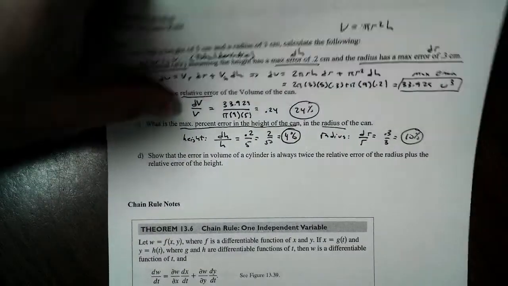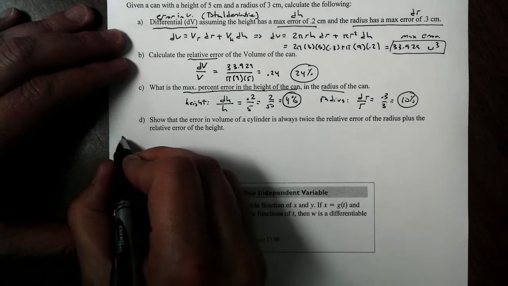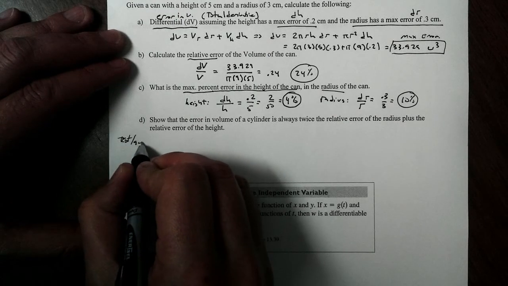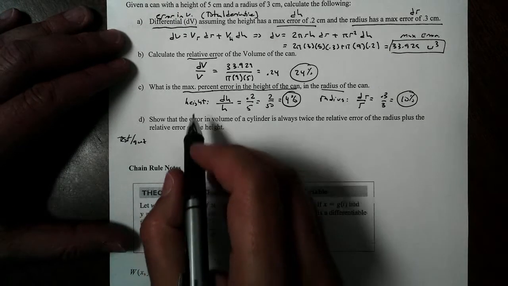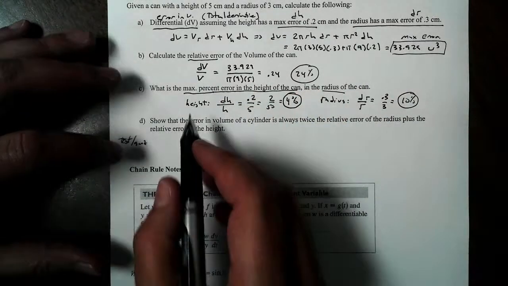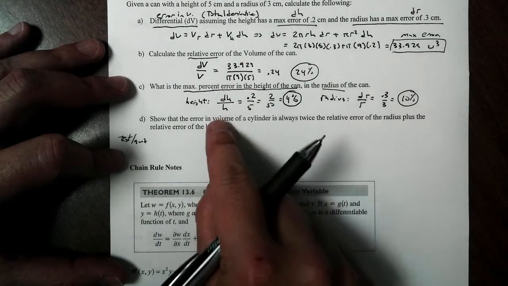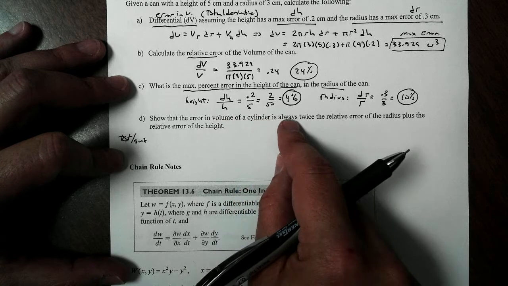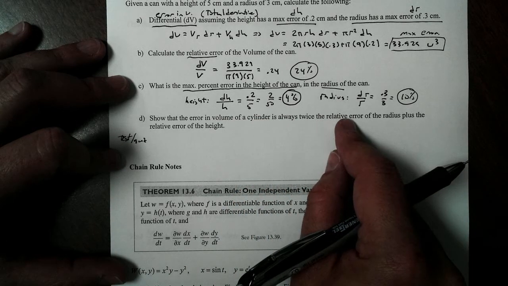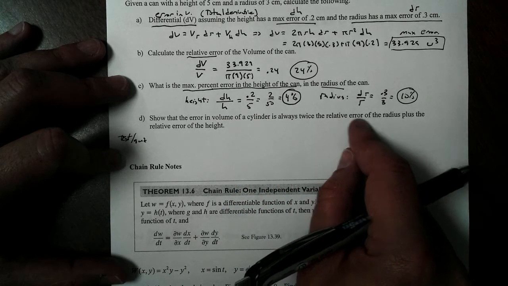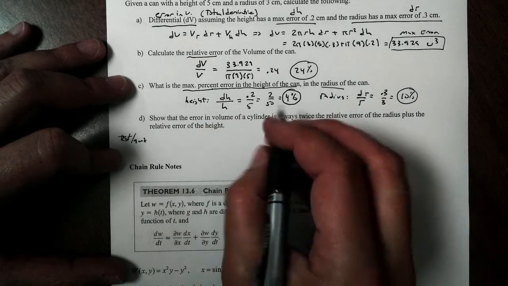Alright, the next one is a little bit different. We're going to see this on a test, and we're going to see this one again on a quiz. It's basically showing a proof. It says, show that the relative error in the volume of the cylinder is always twice the relative error of the radius plus the relative error of the height.